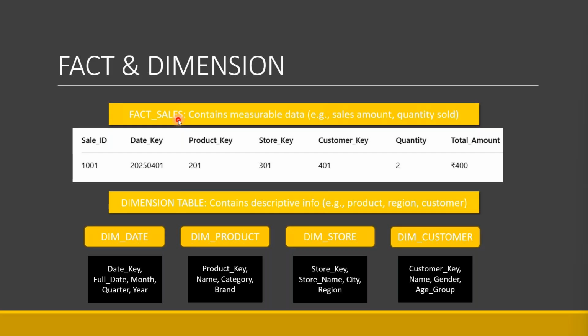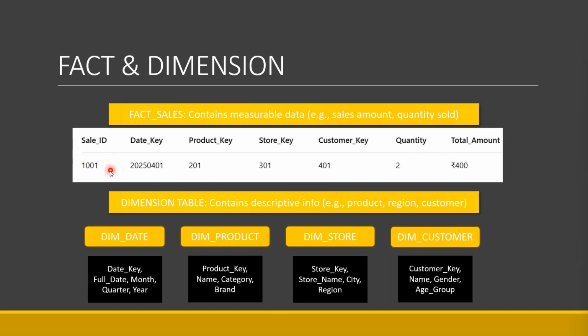In some cases they will hold only F, the character F underscore sales. That depends on the project. So this fact underscore sales information is shown here. You can see the sales ID, date key, product key, store key, customer key. So these are key columns. I will explain about these key columns later. So sales ID, quantity, and total amount.